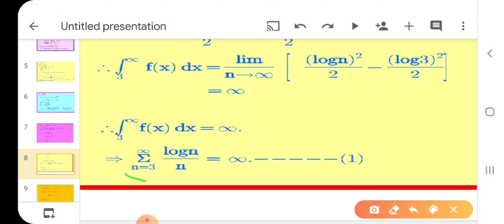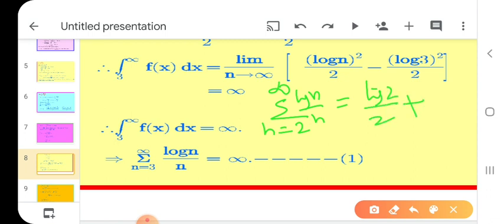We have to find here from n equals 2 to infinity, but here we found from n equals 3 to infinity. See here, summation n equals 2 to infinity means what? First put n equals 2 in log n by n. What do we get? Log 2 by 2. After that we get log 3 by 3, then log 4 by 4. First I write log 2 by 2 and after that I write summation n equals 3 to infinity of log n by n. Is it clear or not?